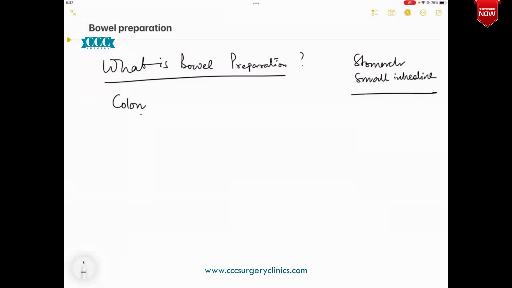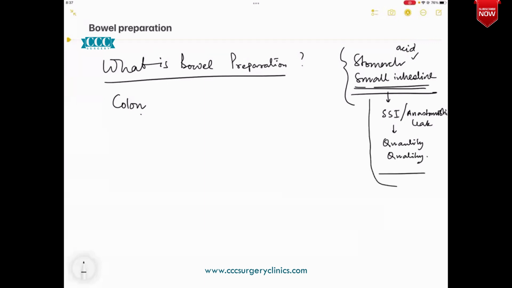Because we know that in surgeries in these two areas, particularly the stomach, there is acid, and the upper part of the small intestine has a lesser number of bacteria. So the rate of surgical site infection, or wound or anastomotic leaks, are usually not related to the quality or quantity of the content. This has been an observation for many years. So people were not very worried about that.